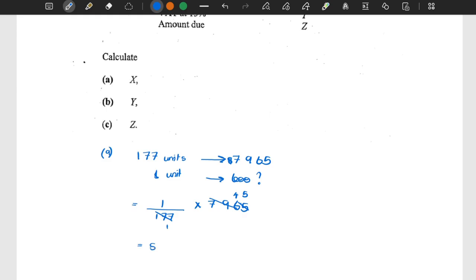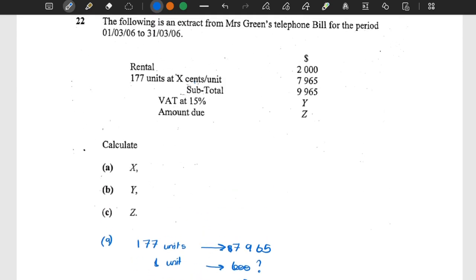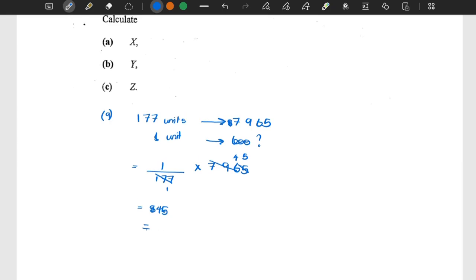You end up with $45. But I think X is us pay in cents, so that's going to be 45 times 100, which is going to be 4,500 cents per unit.